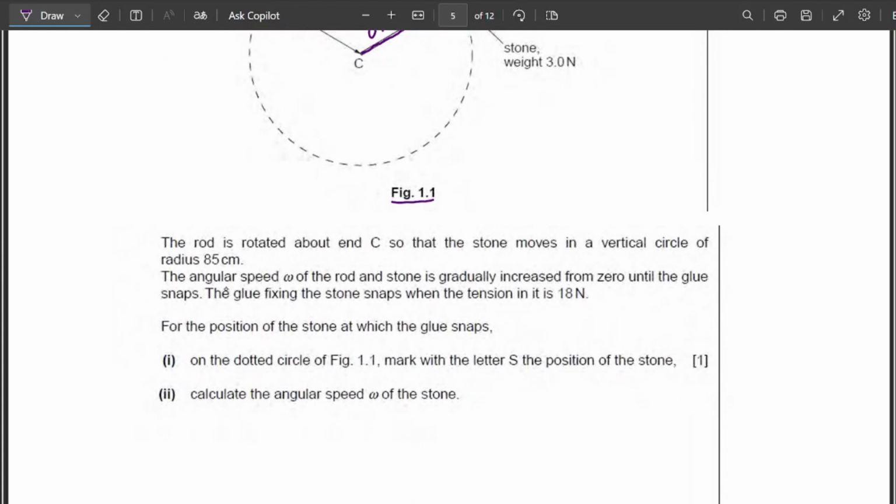We already know that. The angular speed, omega, of the rod and the stone is gradually increased from 0 until the glue snaps. The glue fixing the stone snaps when the tension in it is 18. So the tension in the glue is 18, and that's when it snaps. Okay, perfect. For the position of the stone at which the glue snaps, we have to first, on the dotted circle of figure 1.1, mark with letter S the position of the stone. So at this position, we need to mark with the letter S the position of the stone where the glue snaps.